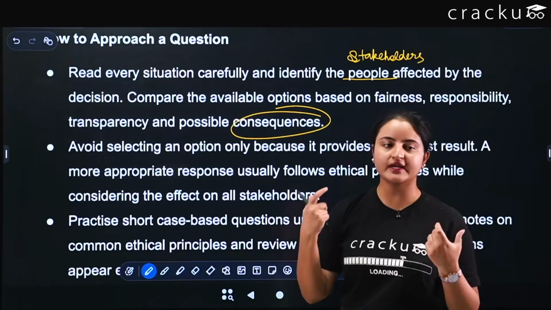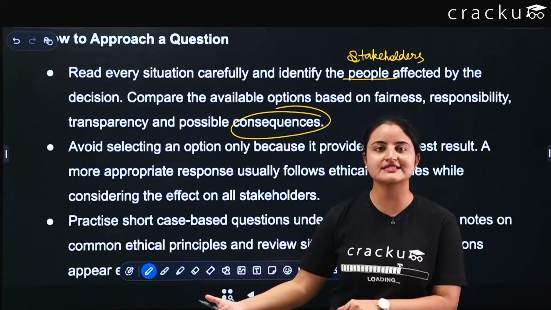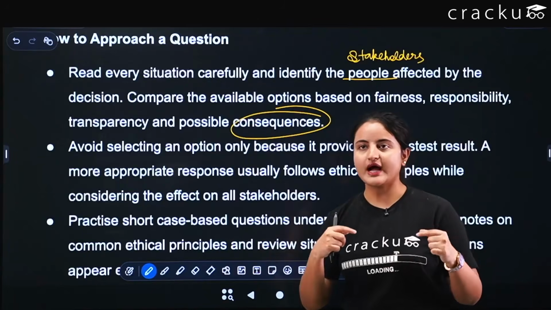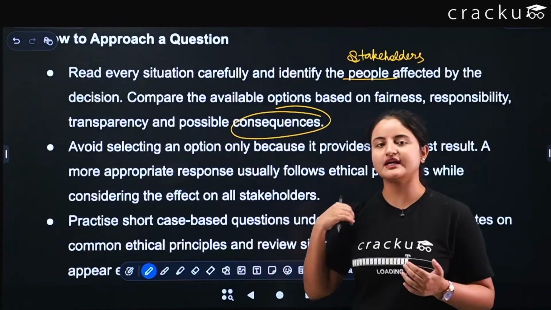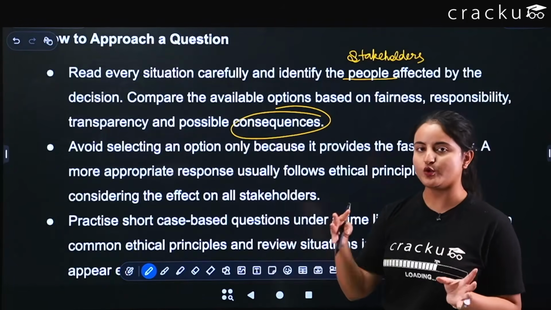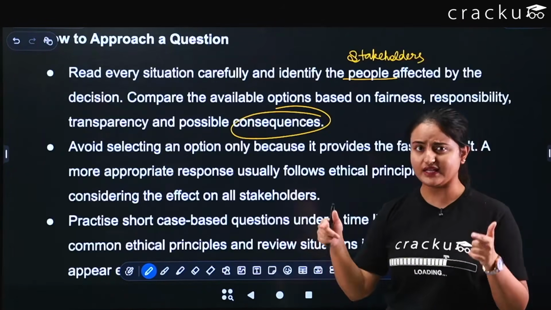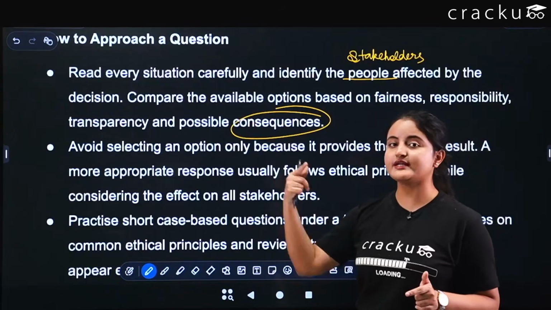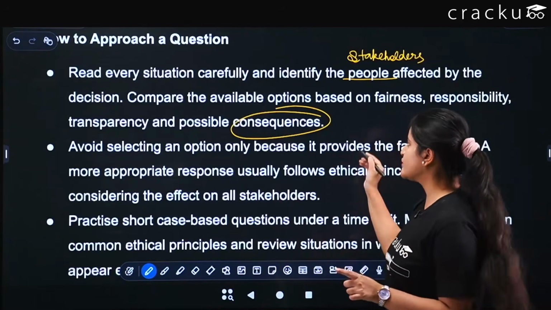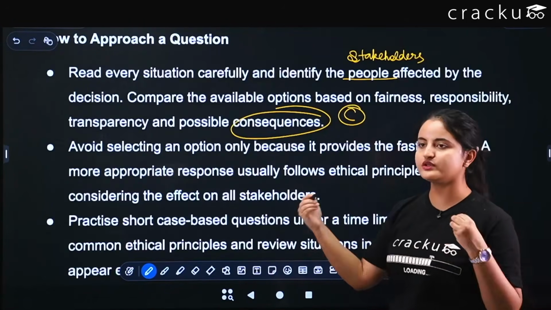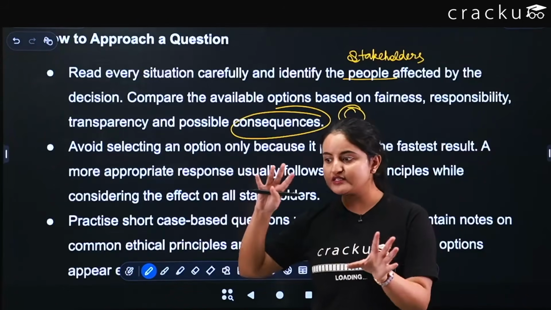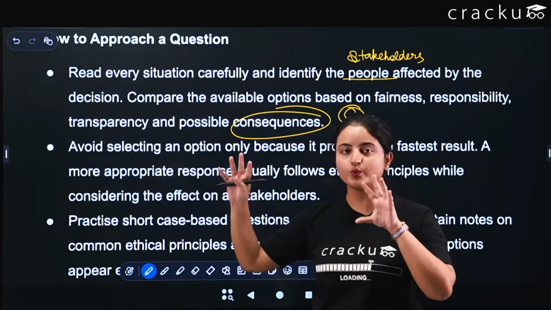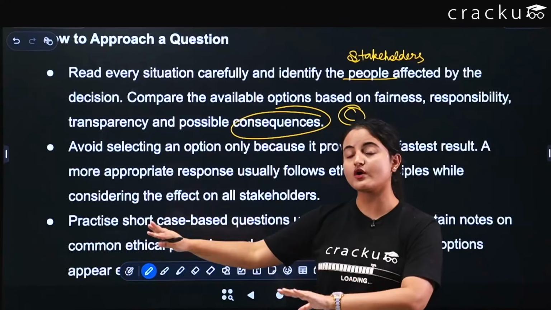Sometimes we forget to weigh in the consequences angle of it. Okay, why? Because consequences is not given in the case. Consequences are something that you have to think about by going an extra step. Okay, if I take this decision, what impact can it have? If you choose, say, option C, you'll have to think. If you choose vendor A over vendor B, then you have to think that, okay, what will be the repercussions? What will be the consequences?